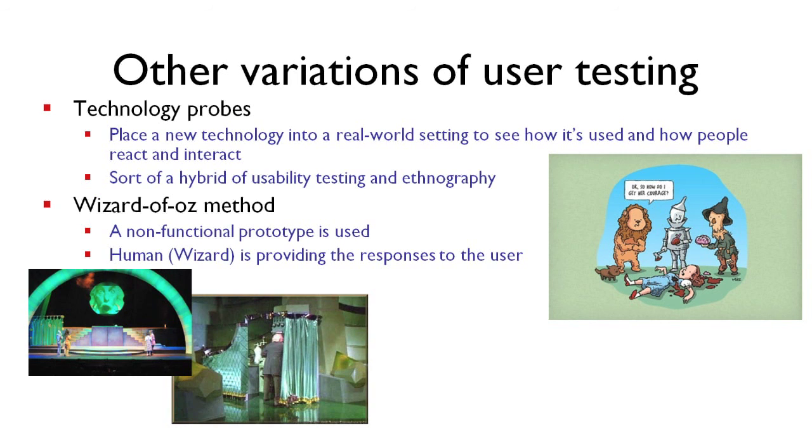And just to finish off, a quick word about other types of techniques that can be used in usability tests: technology probes. A new piece of technology is put into a real-world setting, and you see how it's used by people. That sits somewhere between usability testing and ethnography, because you're observing people in the field and how they use a new piece of technology.